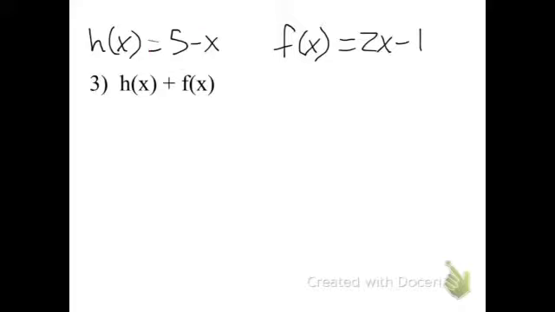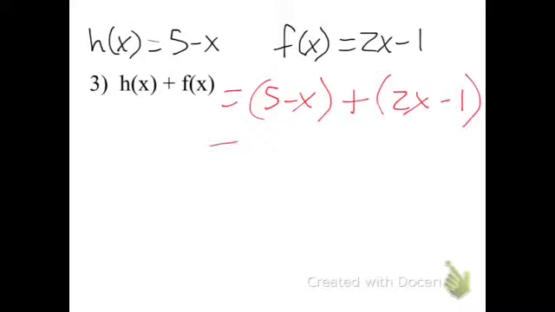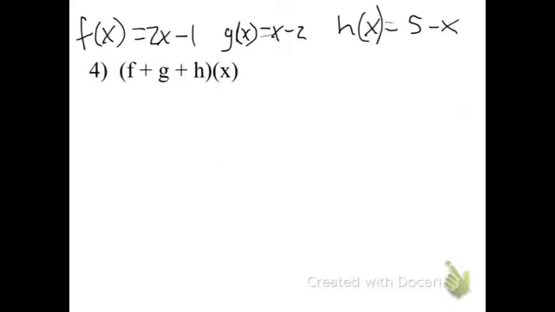Moving on to 3, we've got to add h of x and f of x together. h of x is 5 minus x, and f of x is 2x minus 1, so you have to do (5 minus x) plus (2x minus 1). Again, start out with parentheses to make sure you're not messing up on distributing stuff. That'll show up a lot later. The parentheses don't do anything on this one, so you just combine like terms. 5 combines with negative 1 to give you 4. Negative x and 2x add together to give you x. So you've got 4 plus x.